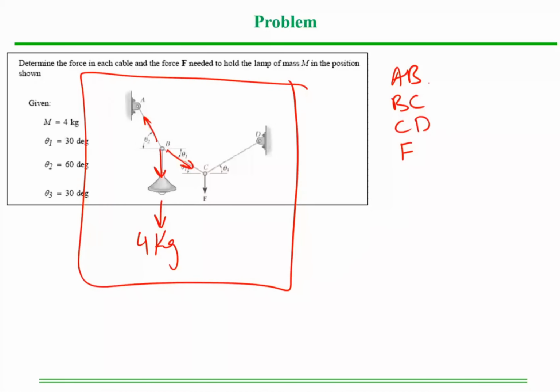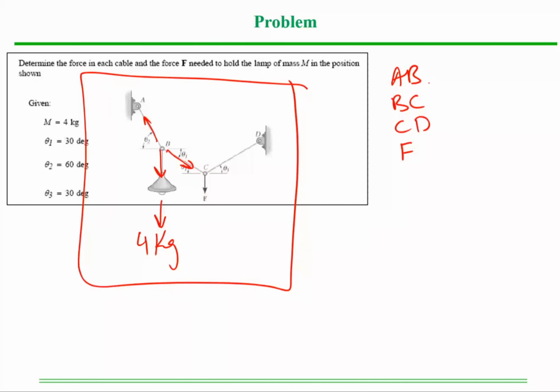AB is equal to 67 kilonewtons, BC is equal to 39.16 kilonewtons, and CD is equal to 67.8 kilonewtons. What's your F value? Sir, my F value is 78.3. 78.3 newtons is your F value? Yes, sir. Oh, okay. I have to think about it. How can it be? Which one is right, 39.2 or 78.3?